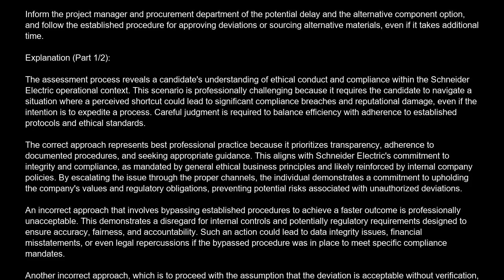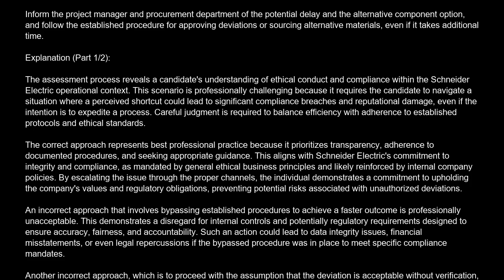This scenario is professionally challenging because it requires the candidate to navigate a situation where a perceived shortcut could lead to significant compliance breaches and reputational damage, even if the intention is to expedite a process. Careful judgment is required to balance efficiency with adherence to established protocols and ethical standards. The correct approach represents best professional practice because it prioritizes transparency, adherence to documented procedures, and seeking appropriate guidance.